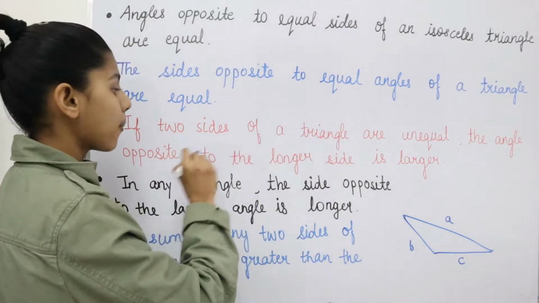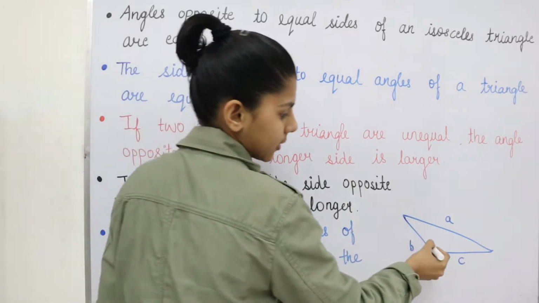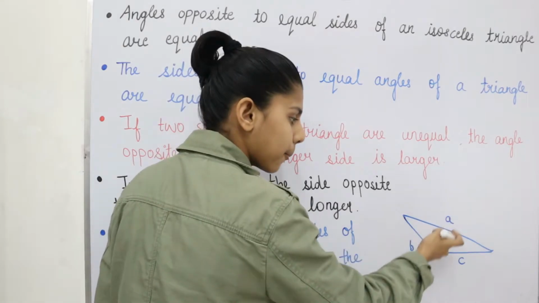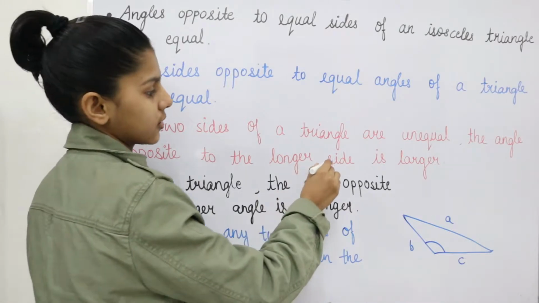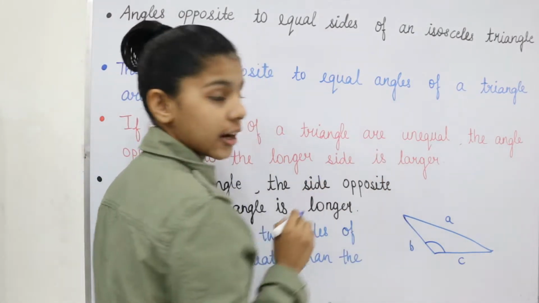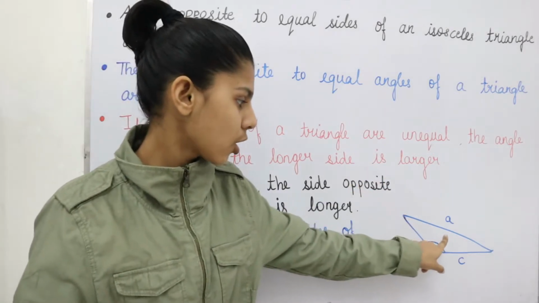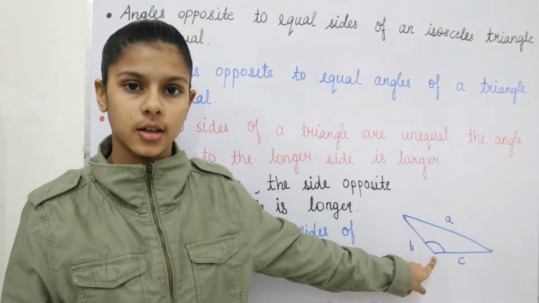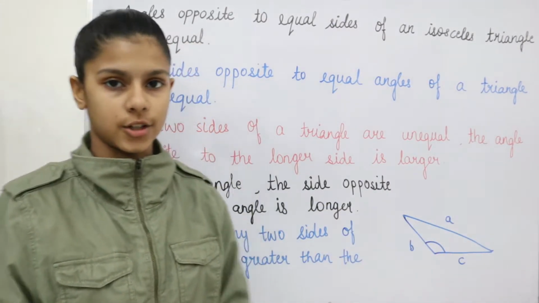So the angle opposite to the longer side, which is the angle opposite to side A? This angle. You can observe that this is the angle opposite to side A. So this angle is larger, means the angle opposite to the longer side is this one, and it is the largest angle in the triangle. So the angle opposite to the longest side of a triangle is largest.